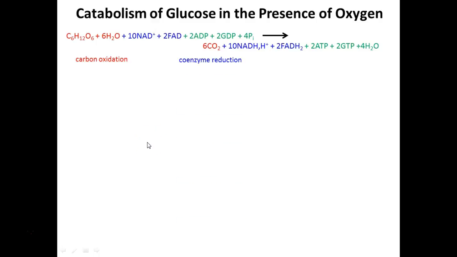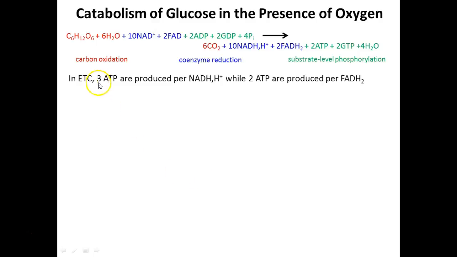So oxidation is the loss of electrons, and the gain of electrons by our coenzymes. And this is at the substrate level. So most of the ATP actually comes from these guys going to the electron transport chain. So 3 ATPs for each NADH and 2 ATPs for each FADH, right?